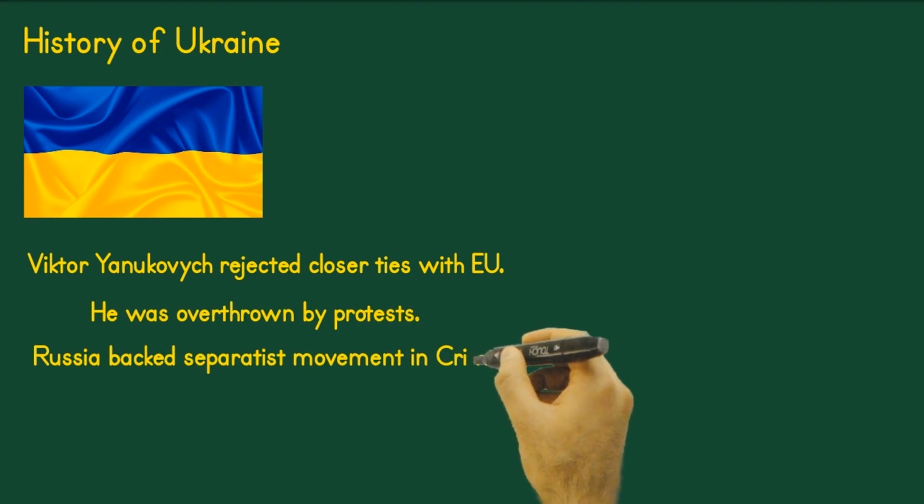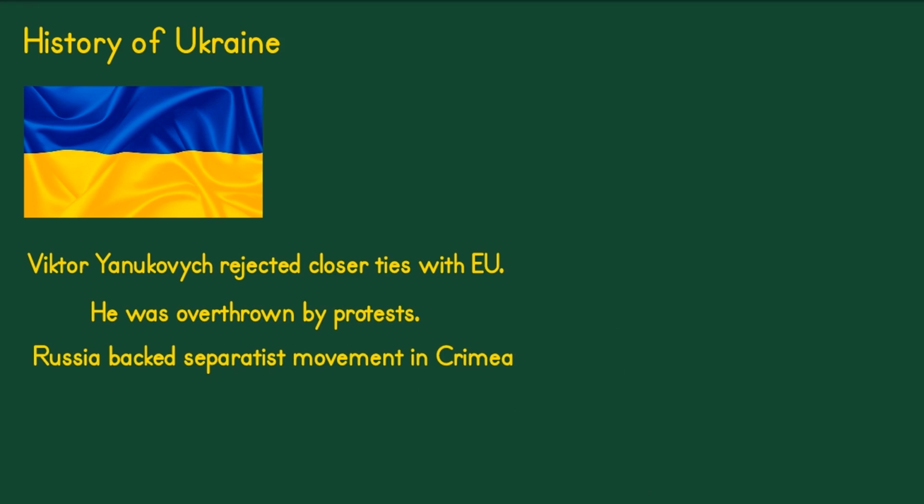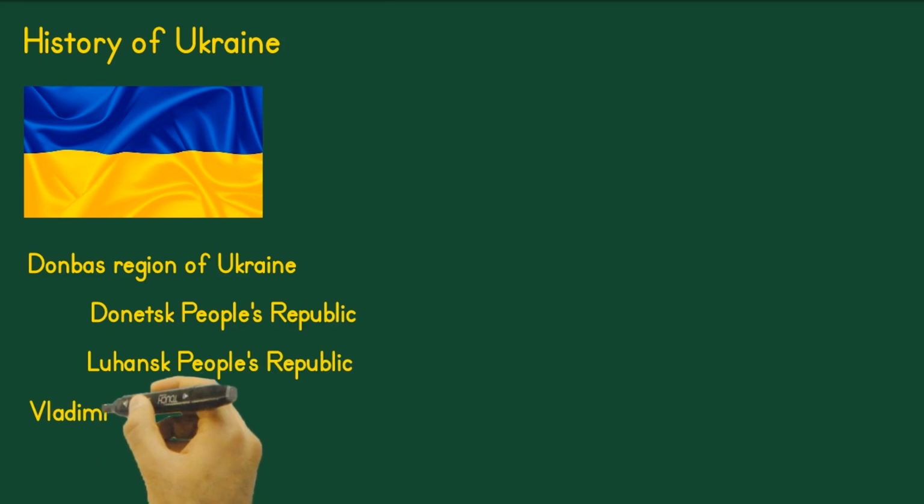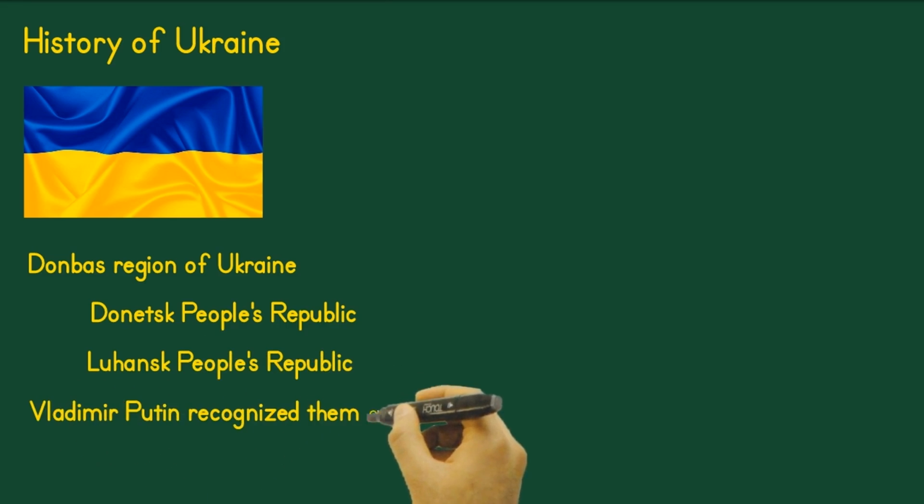In order to save its influence, Russia backed the separatist movement in Crimea, the southern part of Ukraine. That led to the eventual Russian annexation of Crimea in 2014, which is not accepted by the majority of the international community. At this time, breakaway states of the Donbas region of Ukraine, Donetsk People's Republic and Luhansk People's Republic, fought for their independence. The Russian government supported these states. Very recently, on February 21, 2022, Russian President Vladimir Putin officially recognized them as independent countries.